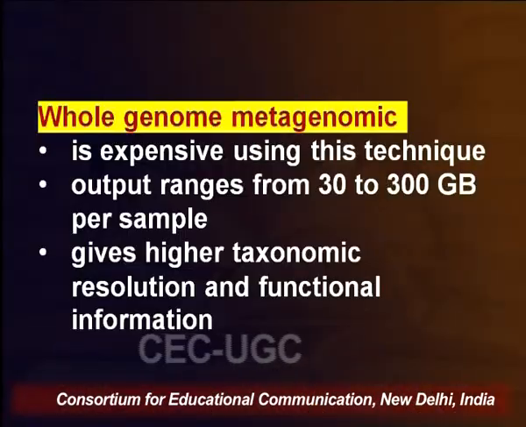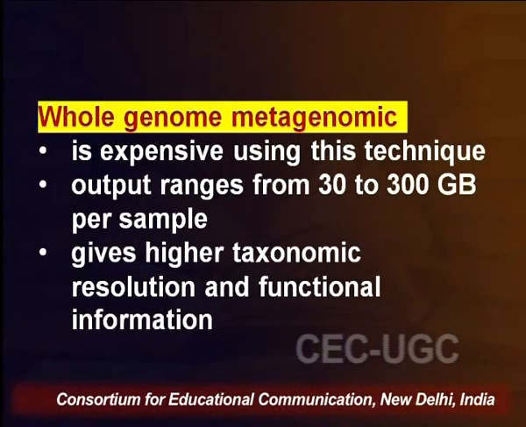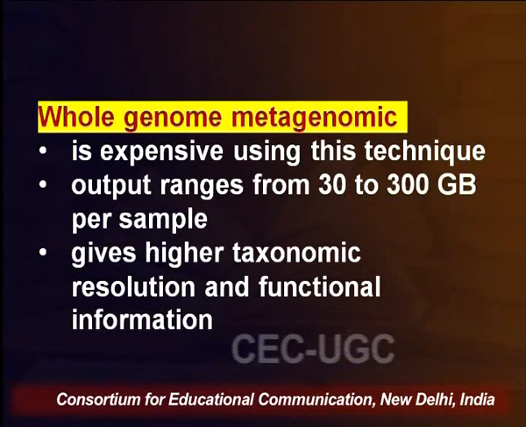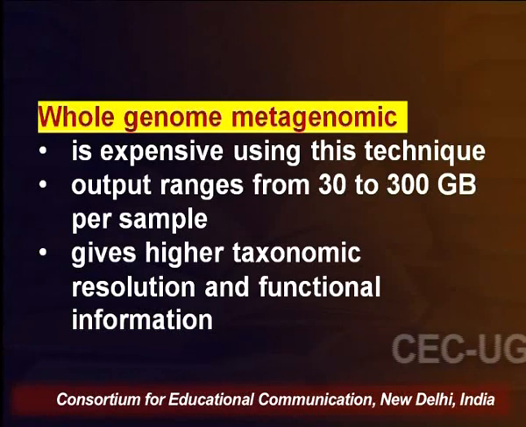But whole genome metagenomic studies are quite expensive as compared to single gene, and they give you a huge output in the form of up to 300 GB of data. But here we get higher taxonomic resolution, and we can talk of the functional information also with whole genome metagenomic studies.